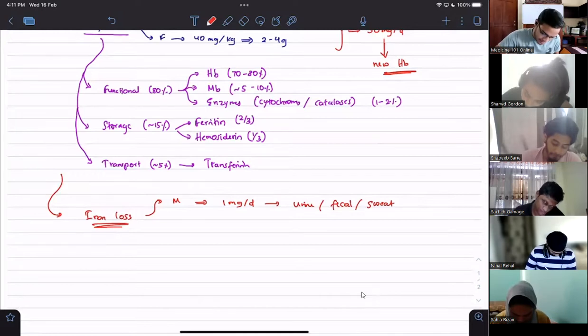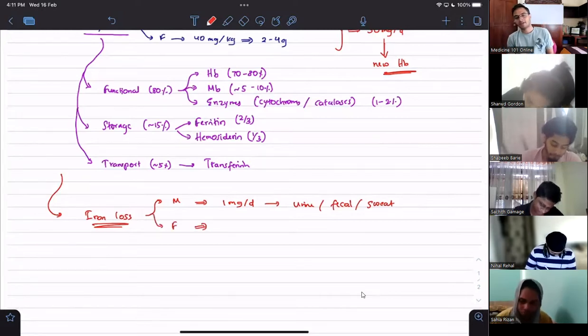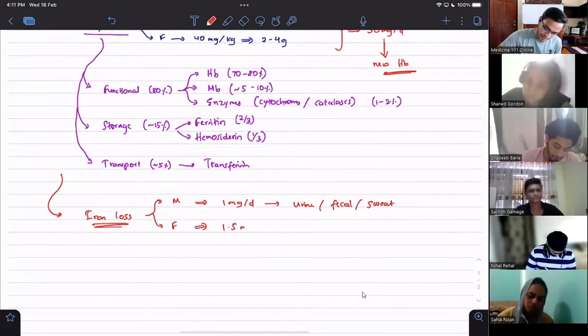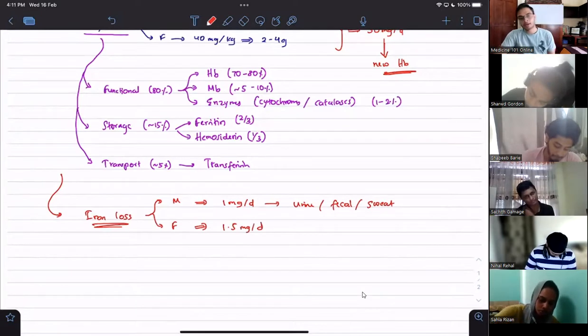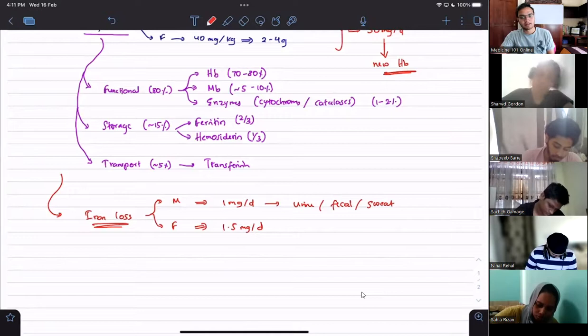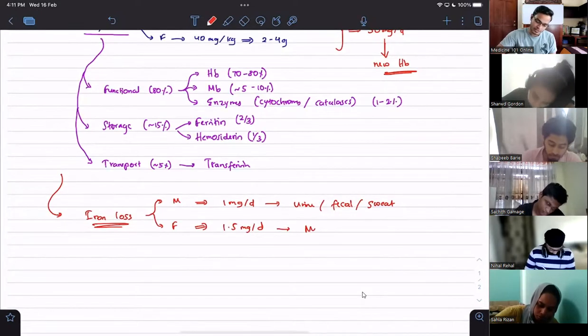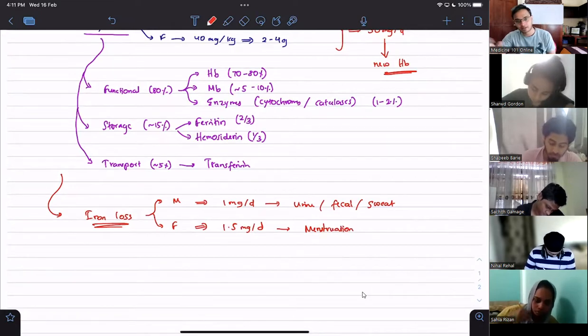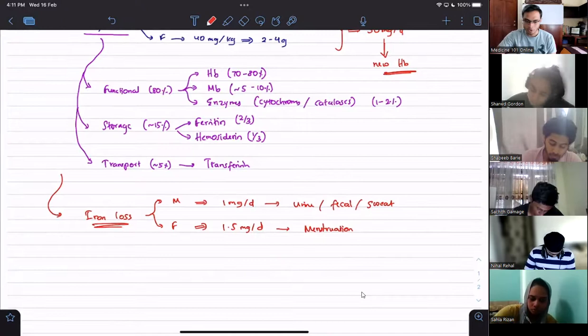Then in females of reproductive age, they have a little bit extra. We say about 1.5 milligrams a day when you take the average. They also have the urine, fecal matter, and sweat loss. Apart from that, what do they have? Menstruation. So that is their extra method. That's why they lose a little bit more.